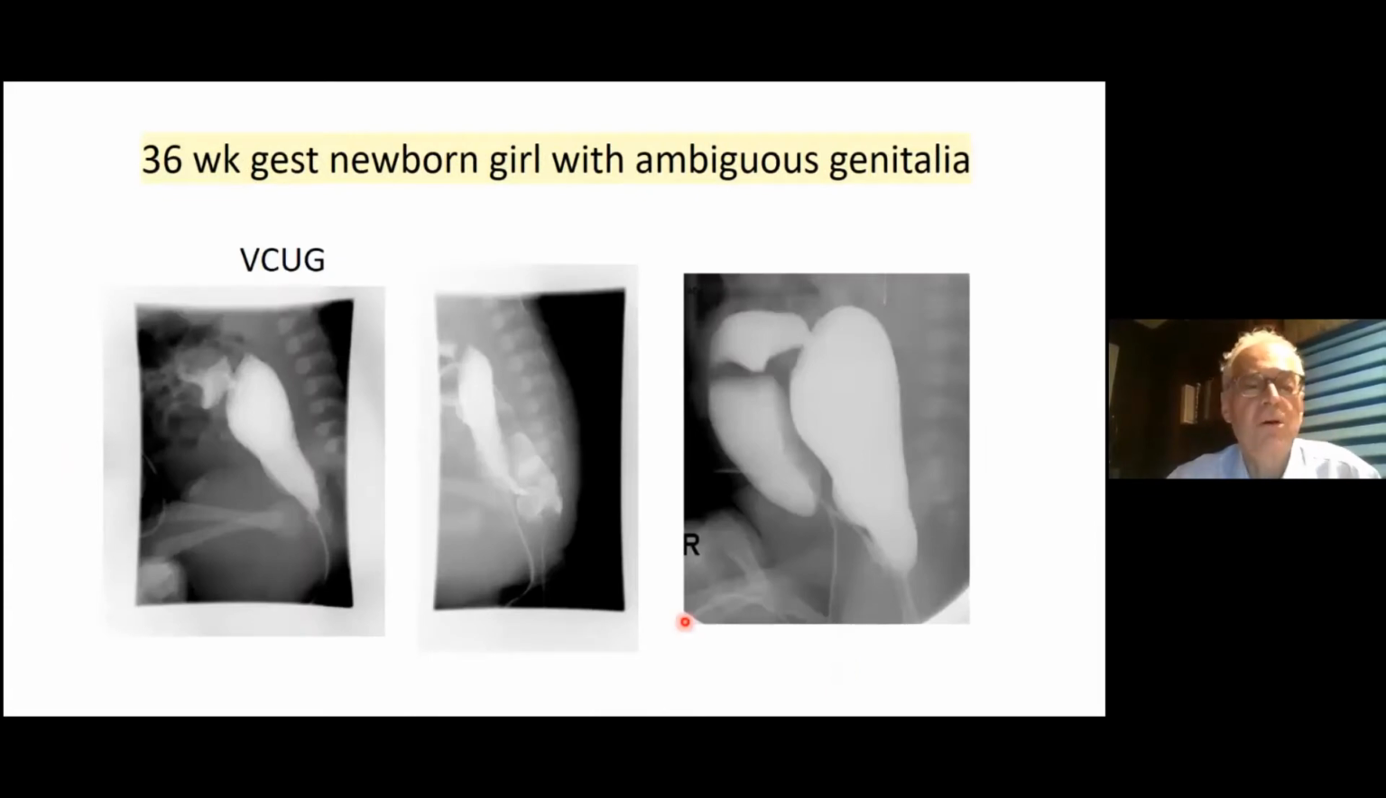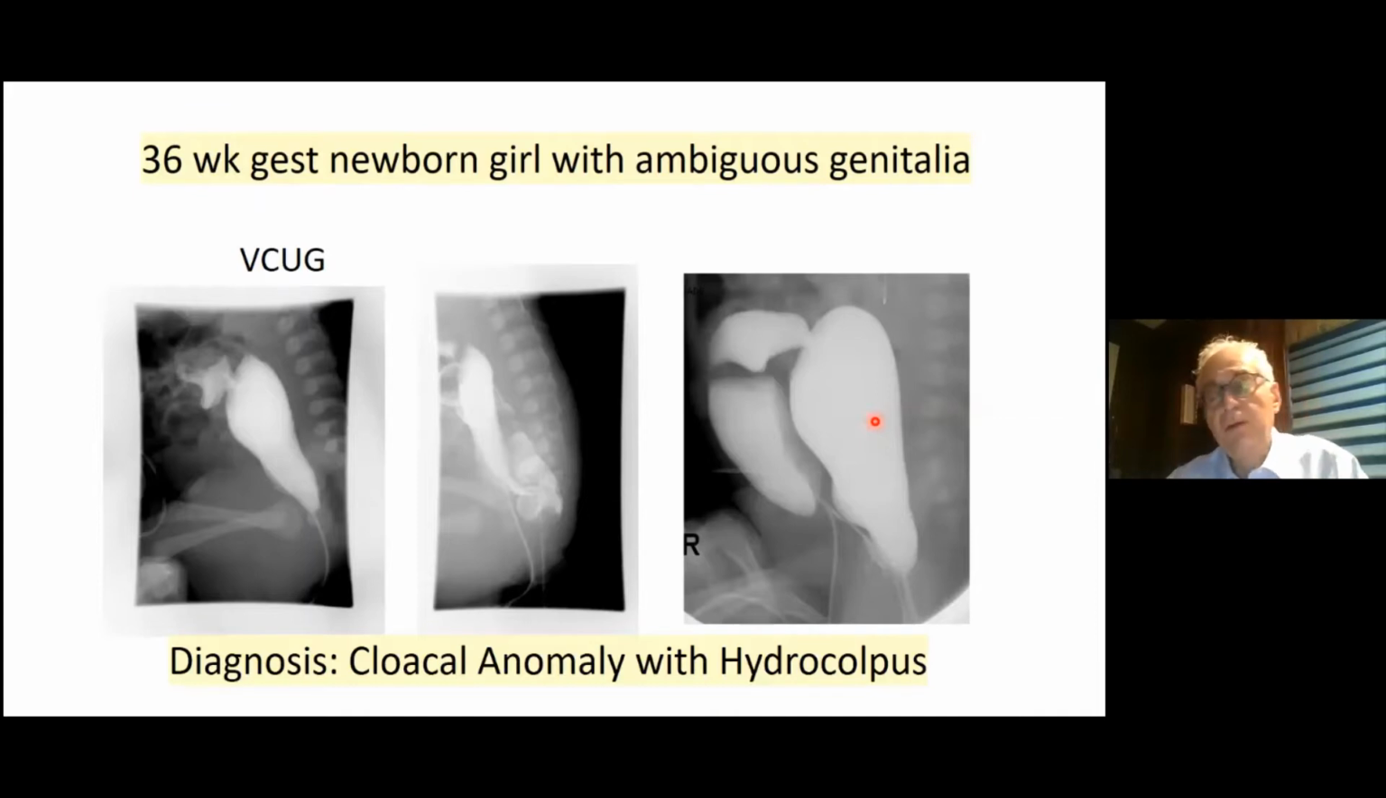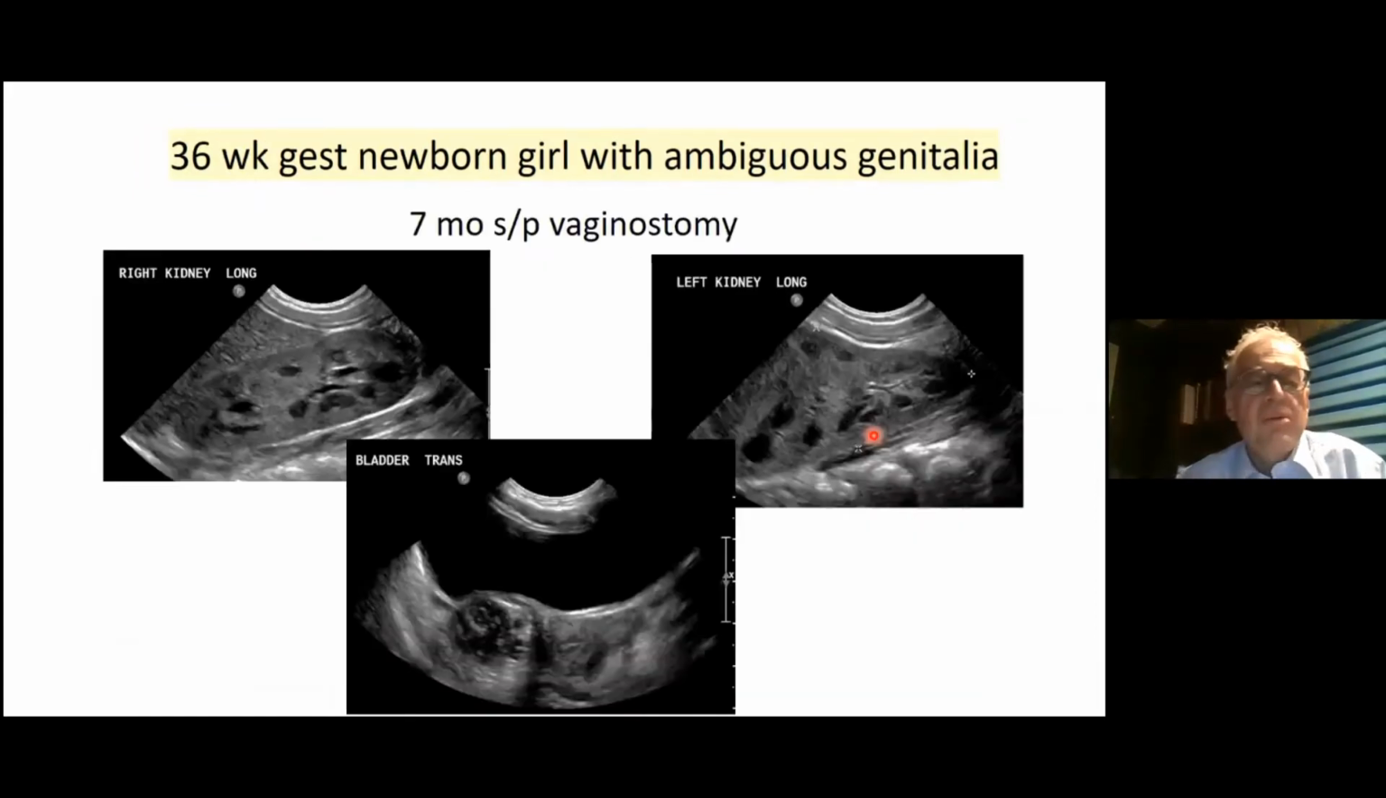And this is a girl with a cloacal anomaly that you can see here. The catheter on the cystogram went into this structure, which looks like vagina with the uterus above. And then anteriorly is the bladder. And here's a better picture, bladder, vagina, uterus above, okay? So she had a cloacal anomaly with hydrocolpos, as you guessed.